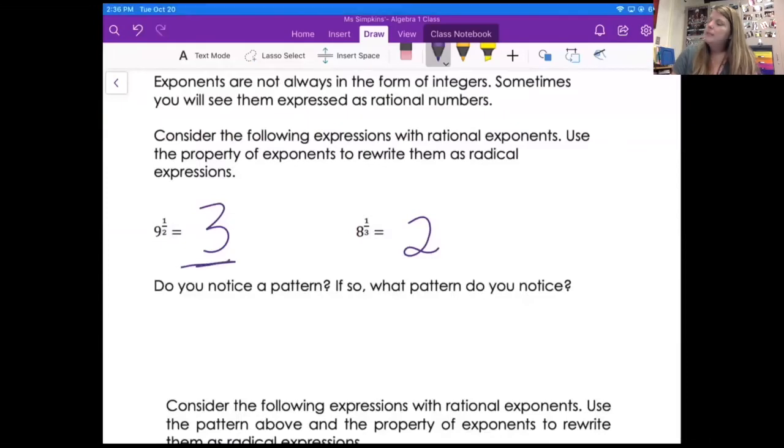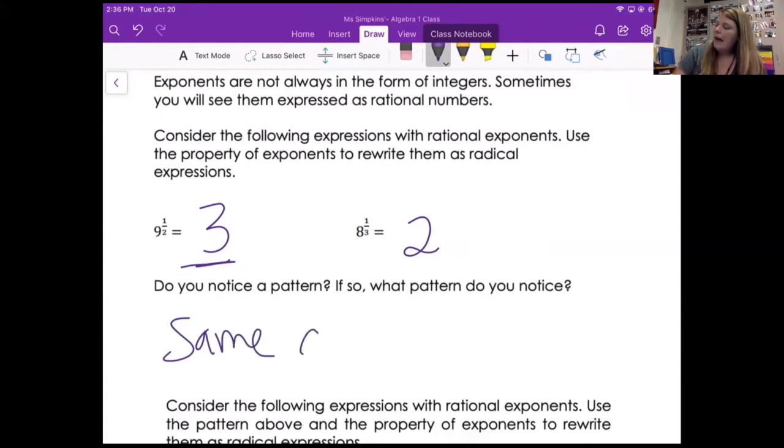For the 8 to the 1/3 would be the third root. And when we're talking about third root, we're talking about what number times itself 3 times is going to give me that number. Hold on, let me finish. So what number times itself 3 times would give us 8? 2 times 2 times 2. So the answer to that would be 2. So these are the same as their roots.